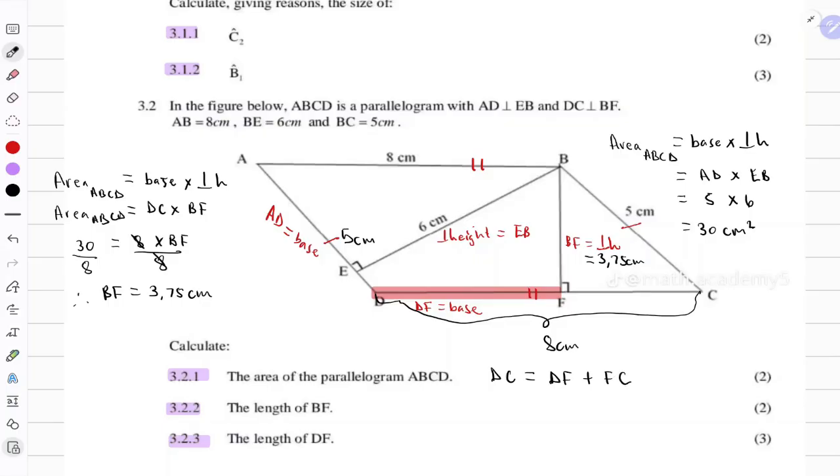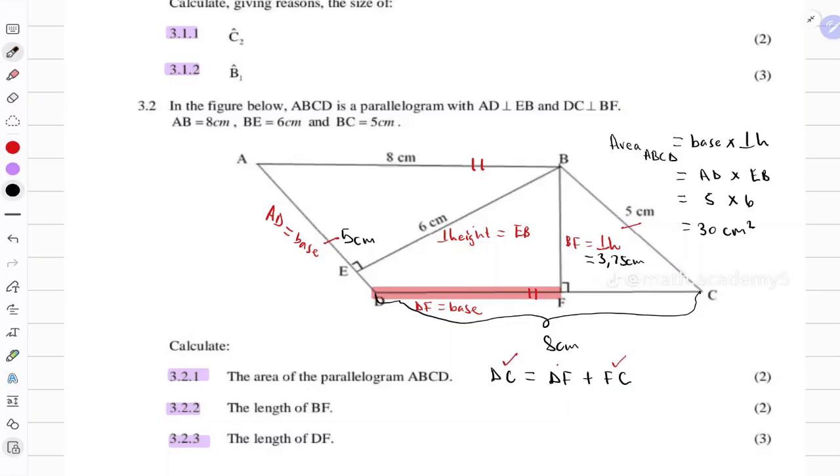And let's see what we have. We have DC to be 8 centimeters. We need to find FC using Pythagoras theorem. Once we have these two, then it's possible to find that distance. So let's use Pythagoras theorem. The square of the hypotenuse, BC squared, is equal to the sum of the squares of the other two sides, which is BF squared plus FC squared.